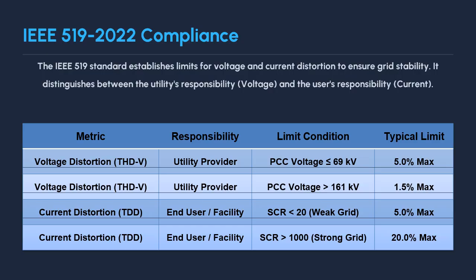The current limits are not fixed, they depend on the strength of the connection, quantified by the short circuit ratio, SCR. A facility on a weak grid, where the SCR is low, must maintain much tighter current limits, perhaps as low as 5%, to prevent that current distortion from causing excessive voltage distortion across the system impedance.